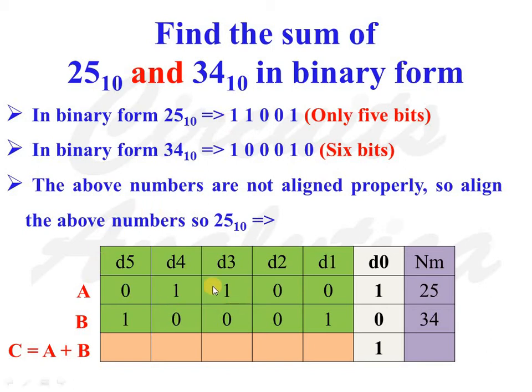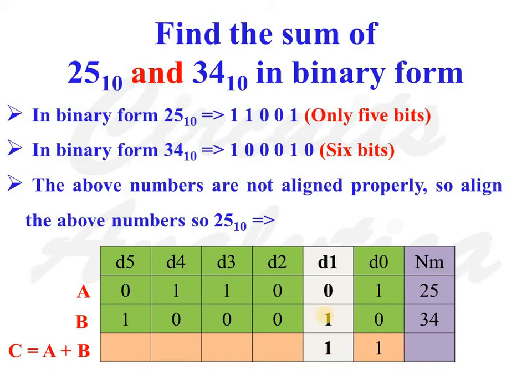So append 0 to the MSB of this 25 to make it a 6-bit number. So the given numbers are A is equal to 011001, 25 decimal. B is equal to 100010, decimal number 34. Now let us add these two numbers. Starting from the LSB. Carry in from the previous stage is equal to 0. So 0 plus 1 plus 0. Result is equal to 1.